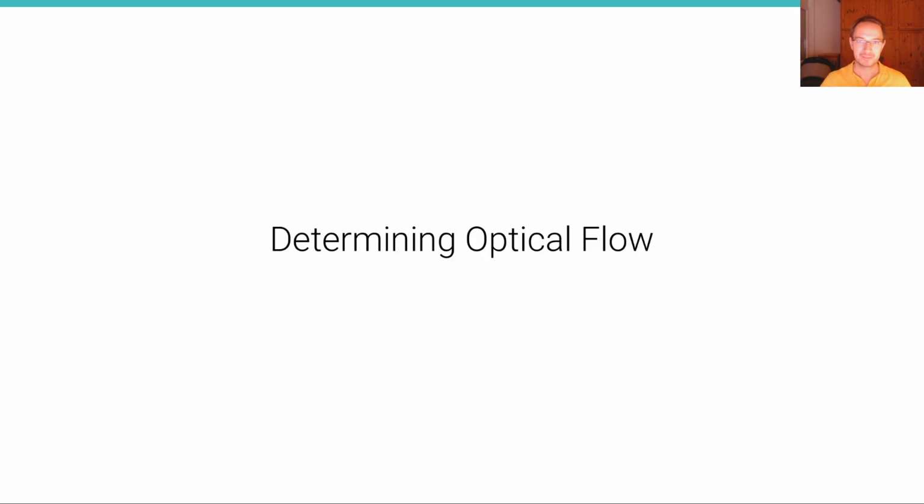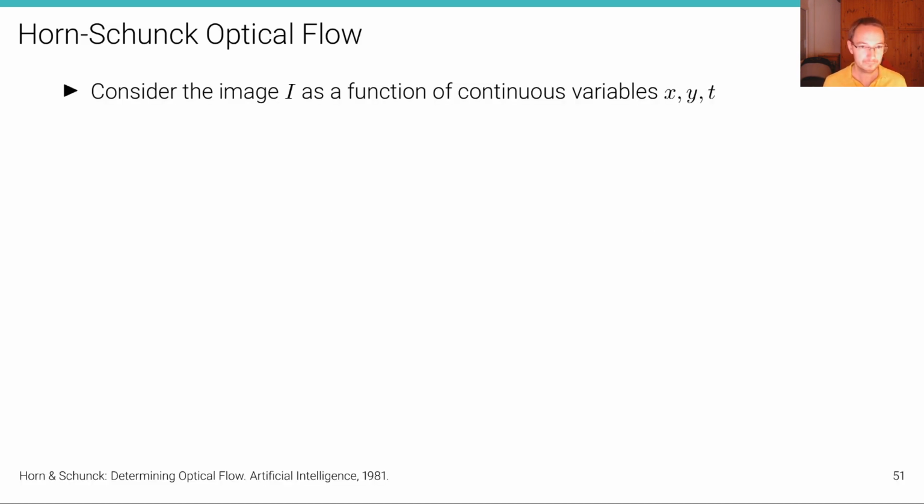Okay, so far the prelude for optical flow. Now let's look into how we can actually determine optical flow. We already know it's a 2D estimation problem, and a single piece of information, a single observation per pixel, is not enough because we need at least 2. So what can we do?